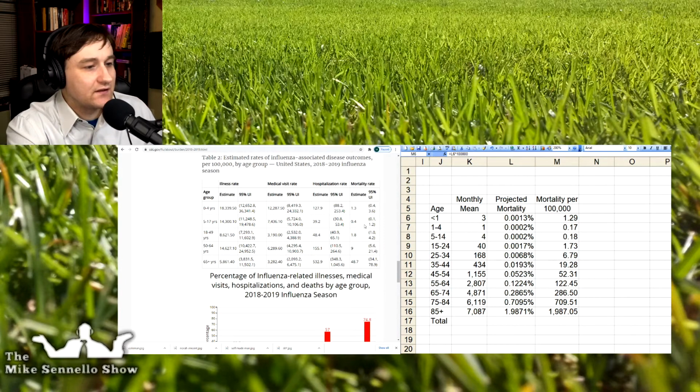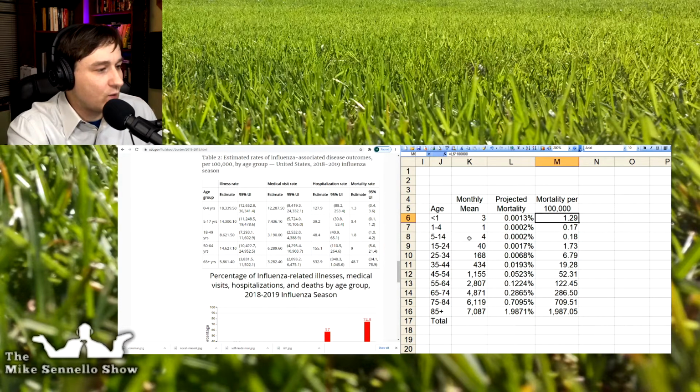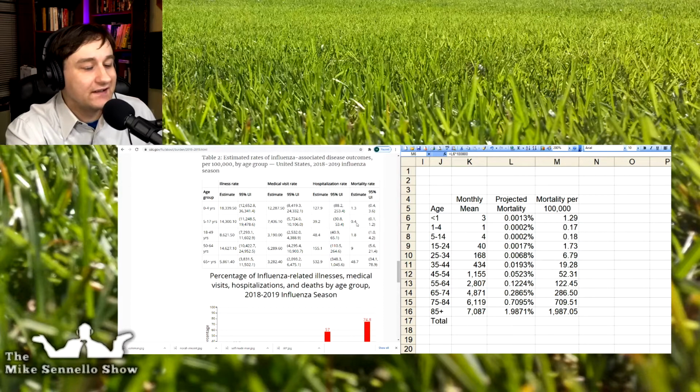5 to 17. Well, our mortality rate for the common flu is 0.4 per 100,000. How about for us? Well, we can't quite get to 17, but we can say 5 to 14 is 0.18, which is, wow, that's actually below 0.4. And it may be a little bit higher than that 0.18 because we stop on our Excel spreadsheet at age 14, and the CDC extends that to age 17. But well within our accepted range, 0.1 to 1.2.